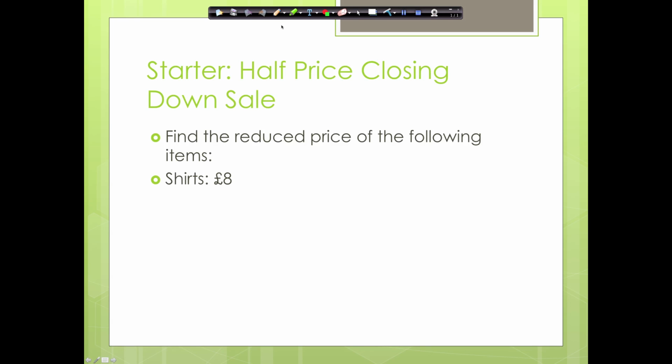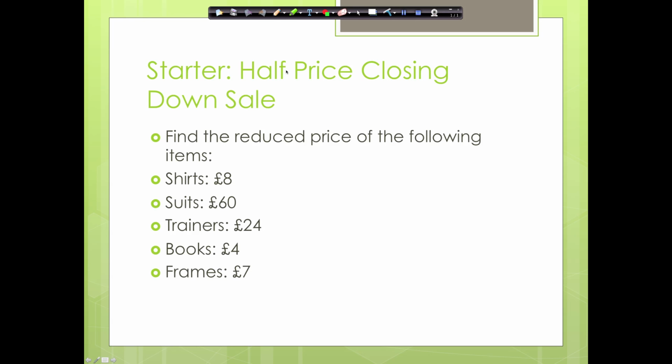Okay, so the first one is some shirts. It cost £8 originally. How much is the reduced item? Okay, so that's going to be £4. The next one, we've got suits, which cost £60. What is half price of that item? And then we've got trainers at £24. The next one is books at £4. And we've got frames at £7.